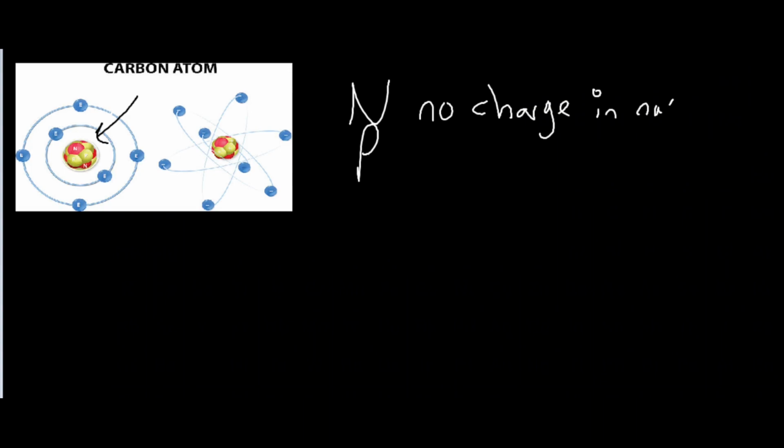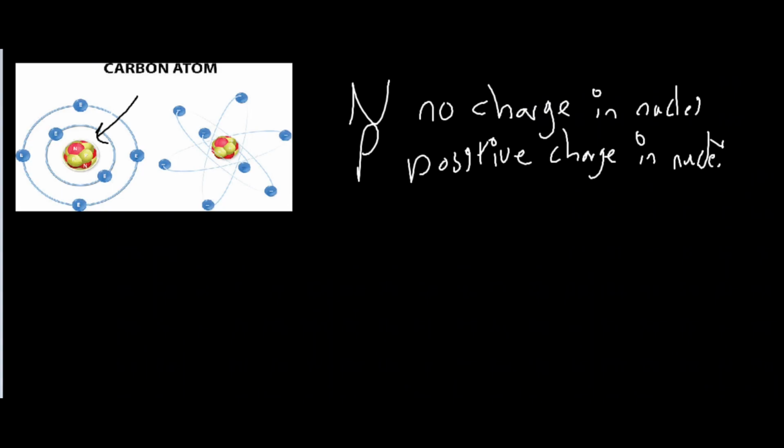So every atom has a nucleus, and the nucleus is this little central thing right here. And the nucleus consists of neutrons and protons. So neutrons have no charge, and they're in the nucleus. And protons have a positive charge, and they're in the nucleus.